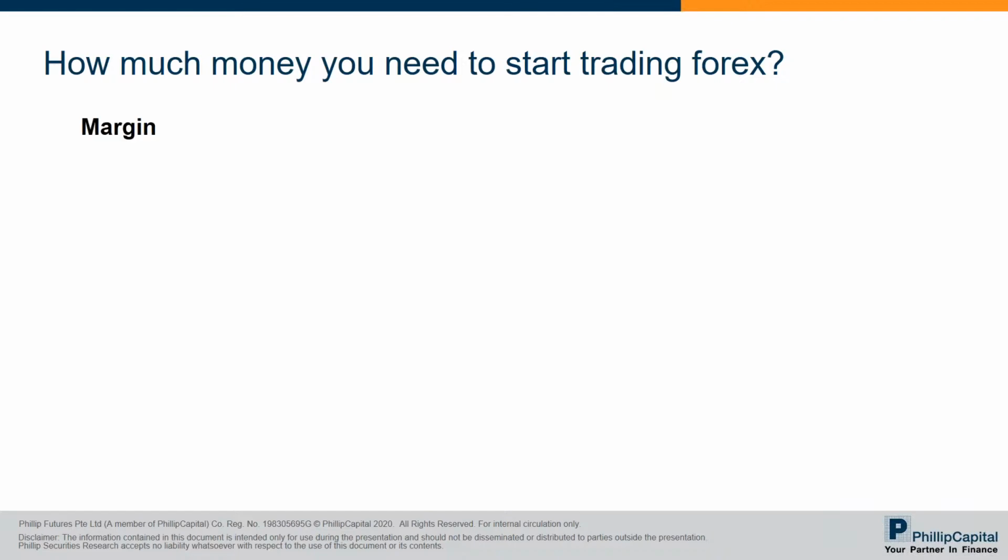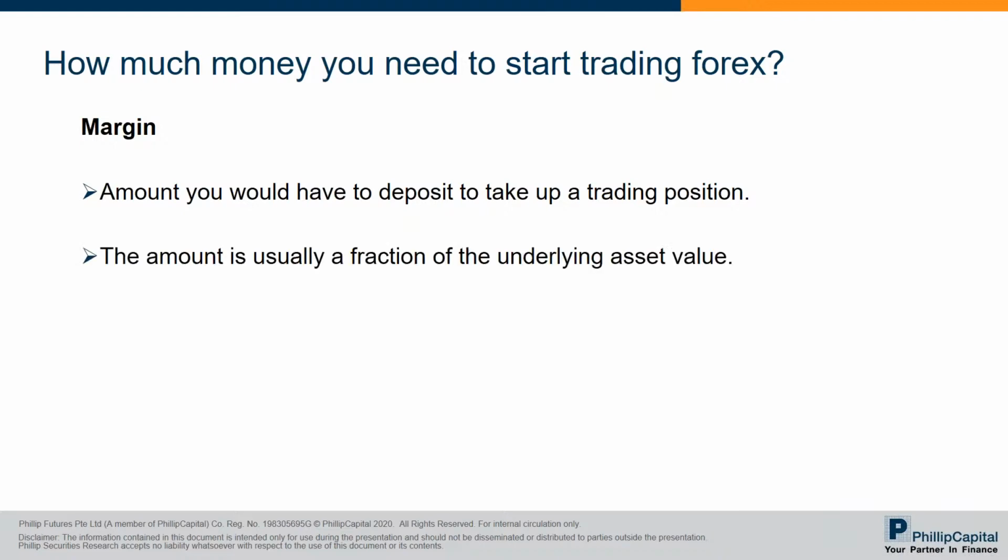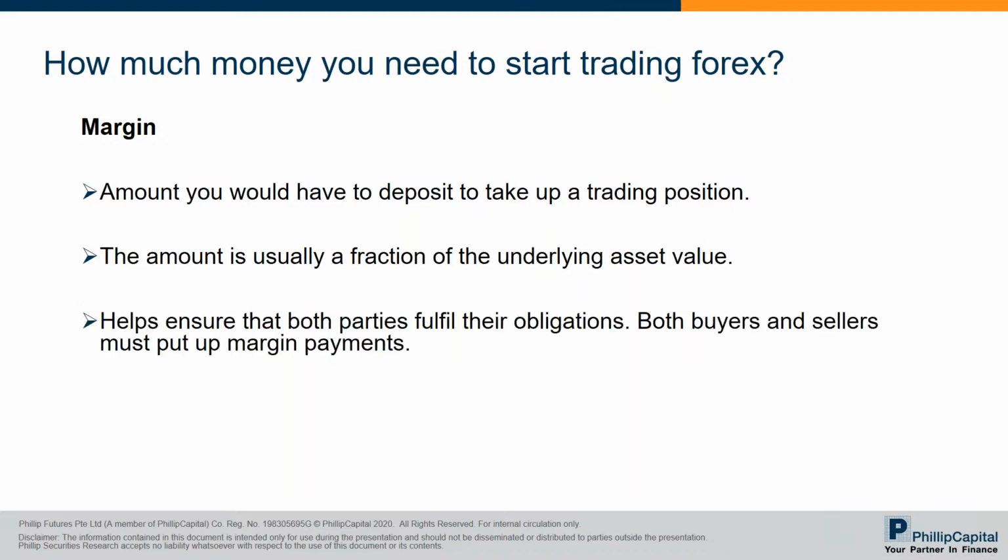To talk about that, we need to understand margin. Forex is traded on margin. A margin is the amount that you would have to deposit to take up a trading position. The amount is usually just a fraction of the underlying asset value. The margin helps to ensure that both parties, you and the broker, fulfill the obligation. So both will have to put up the margin payments.